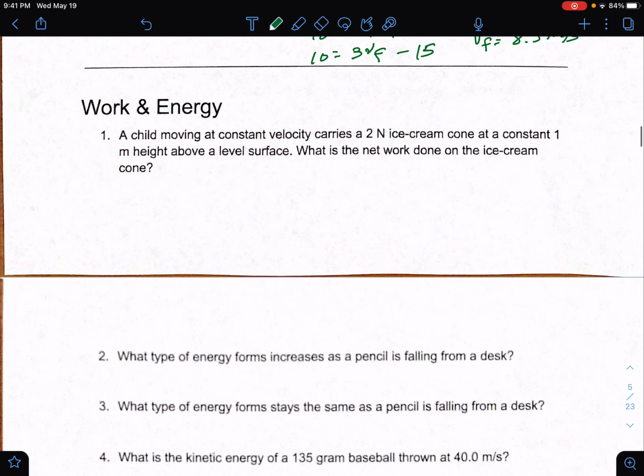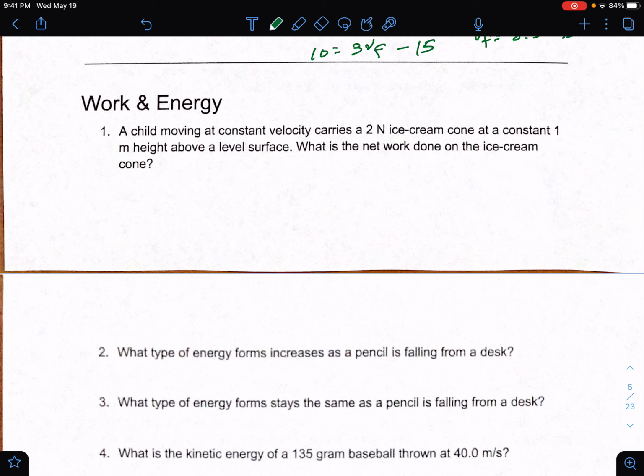Okay, moving on to work and energy. A child is moving at a constant velocity and carries a 2 Newton ice cream cone at a constant 1 meter height above the surface level. What is the net work done? Since I'm holding the ice cream cone at a constant level, and I'm not actually lifting it or changing it any distance, there is no work done.